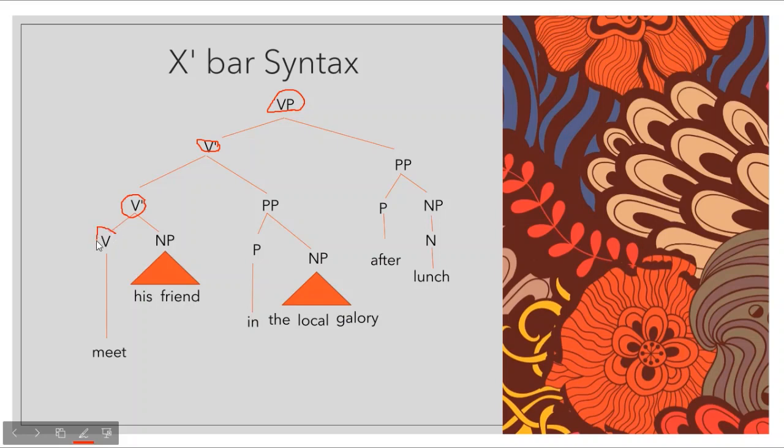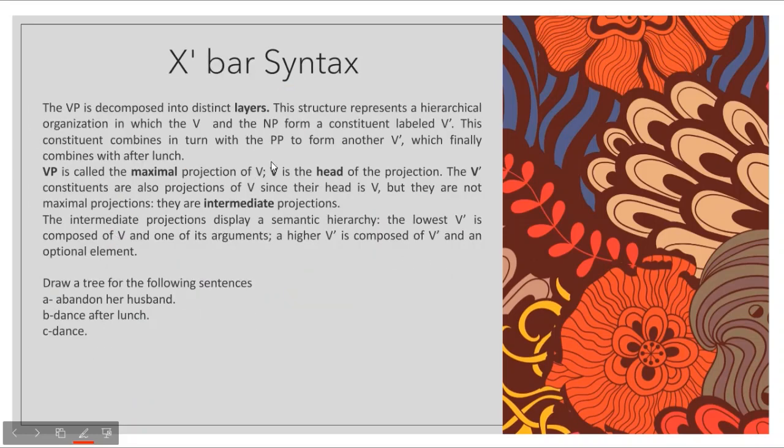this one, what is it? This is our head. Here it told us that V is the head, and VP is the maximal projection, and V bar is the intermediate projection. Okay. I hope it's very clear because it's not complicated. You need to understand these terms, because later we will just talk using these terms: maximal projection, head, intermediate projection, and so on. The intermediate projections display a semantic hierarchy.